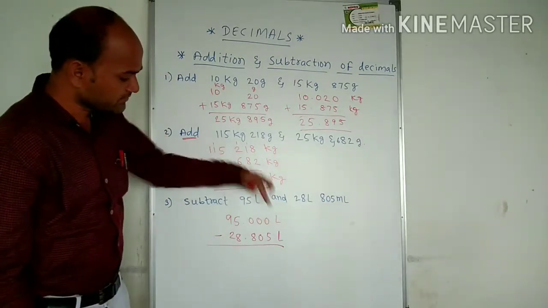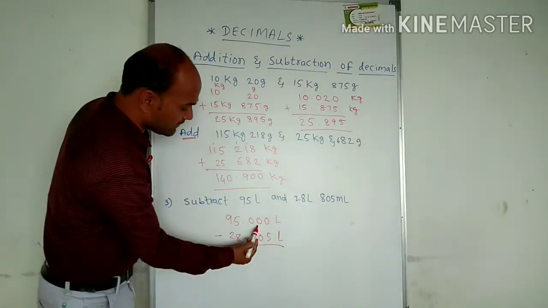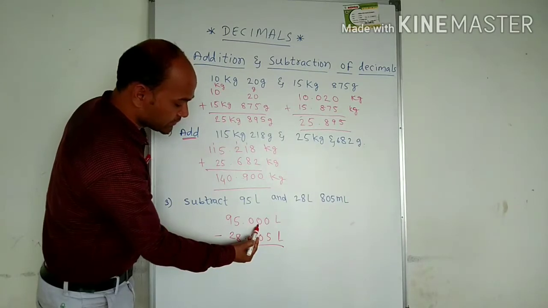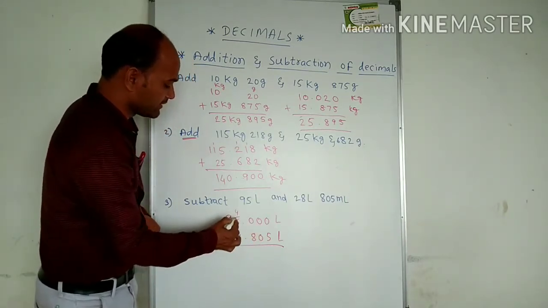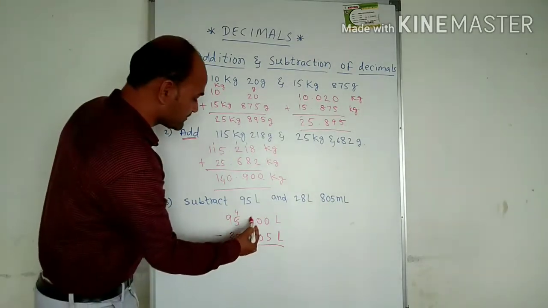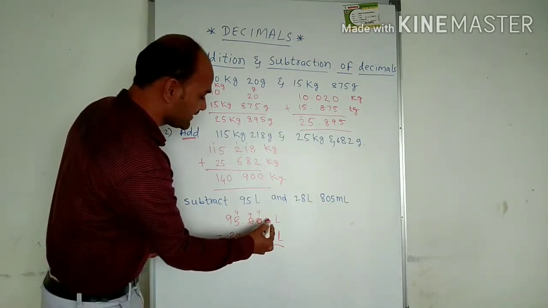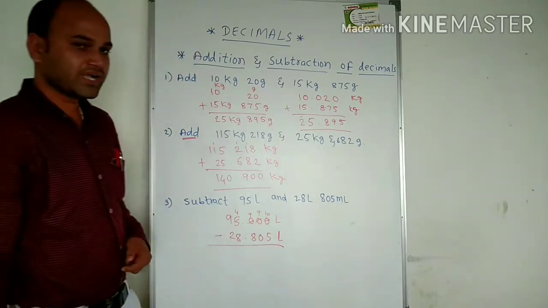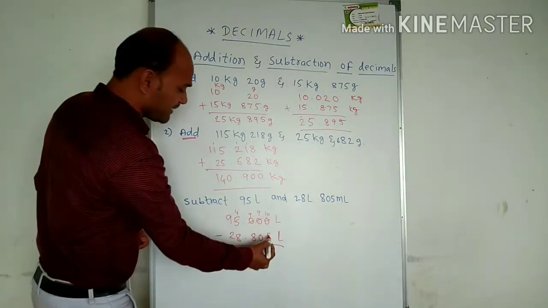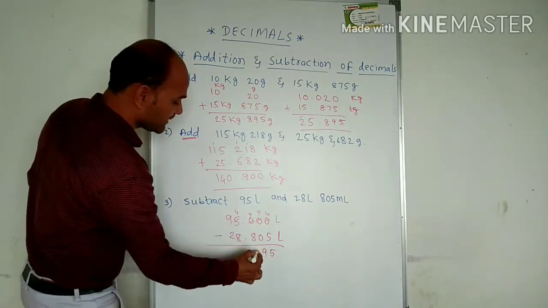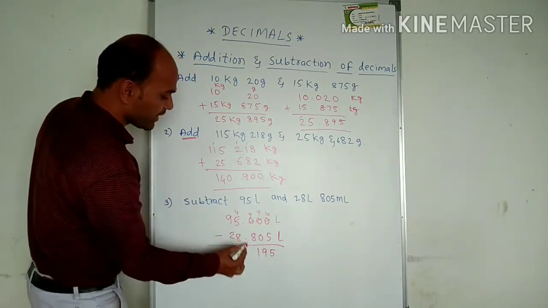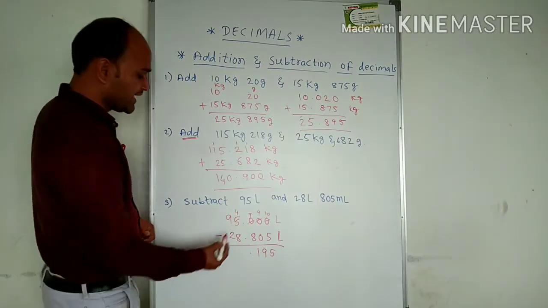Here 0 minus 5 is not possible. We can bring 1 from the next place, which is also 0, so we bring 1 from the next one. Here 4 remains, here it becomes 9, and here it becomes 10. Then 10 minus 5 becomes 5, 9 minus 0 becomes 9, 9 minus 8 becomes 1. Here the point is there, put the point. Here it is 4.